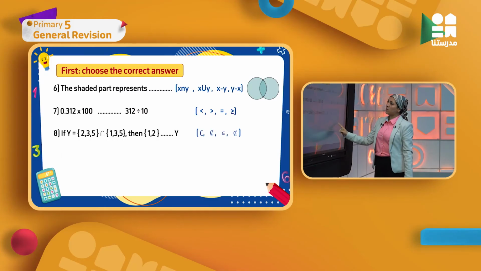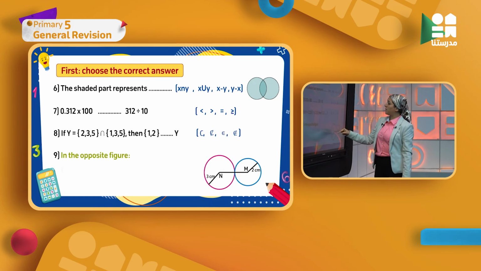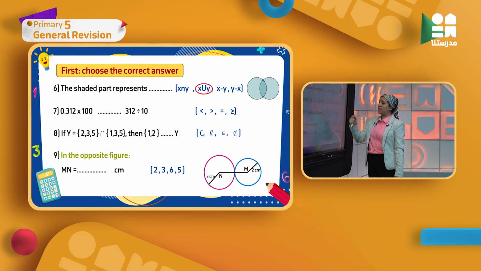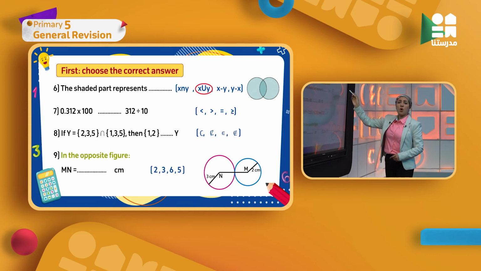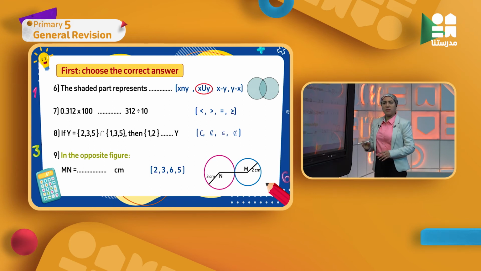So here in the first question, the shaded part represents what? The shaded part in these two sets represents X union Y. Why? Because here I shaded all the two sets. It means that I want all the elements in these two sets. So in this case, it's the union sign, because when I say two sets union each other, it means that I covered or I took or listed all the elements in these two sets.